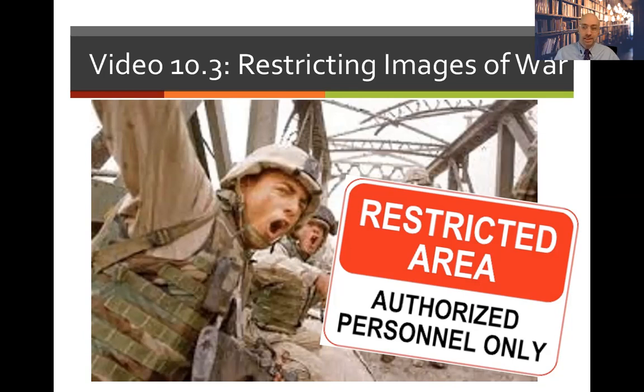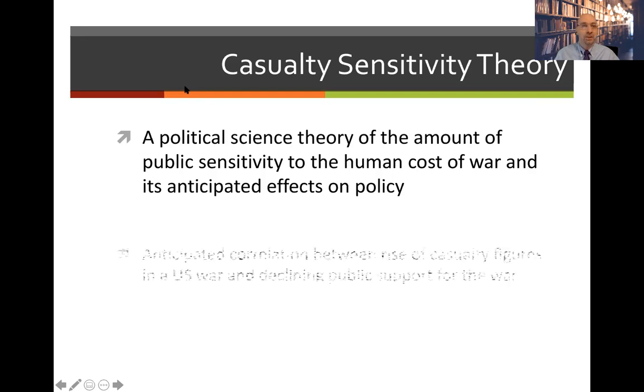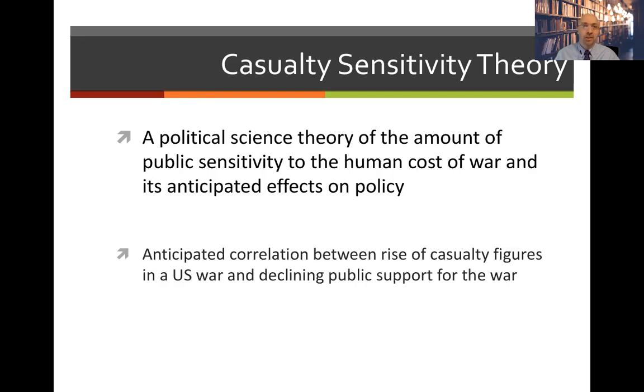For political scientists, we like to think about this in a slightly different way. And that is, we like to talk about a thesis advanced by some political scientists called casualty sensitivity. This is a political science theory of the amount of public sensitivity to the human costs of war and the anticipated effects on policy. Casualty sensitivity is a really interesting area for critical thinking and an interesting argument in political science research. And it goes like this.